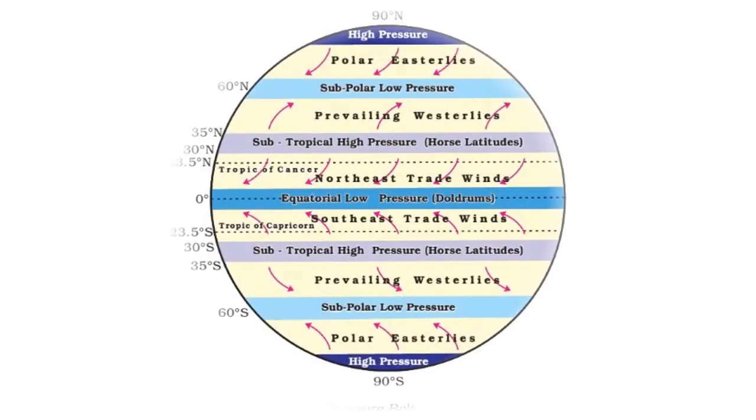A pattern of alternate high and low pressure belts exists over the earth. These pressure belts are not continuous because the surface of the earth is made of both land and water. Both get heated in different ways.